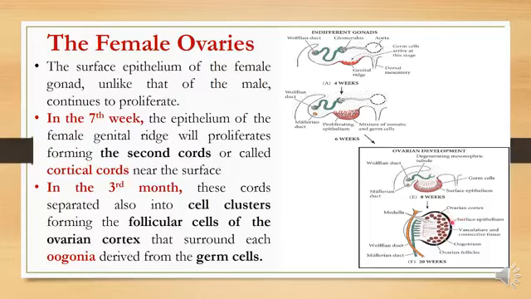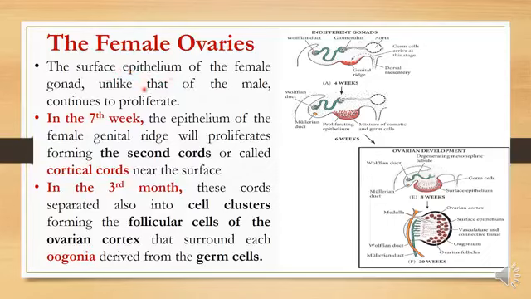These cortical cords are near the surface. In the 3rd month, these cords separate into cell clusters, forming the ovarian follicles or follicle cells. These follicles surround each oogonia. Oogonia are derived from the germ cells. Okay?